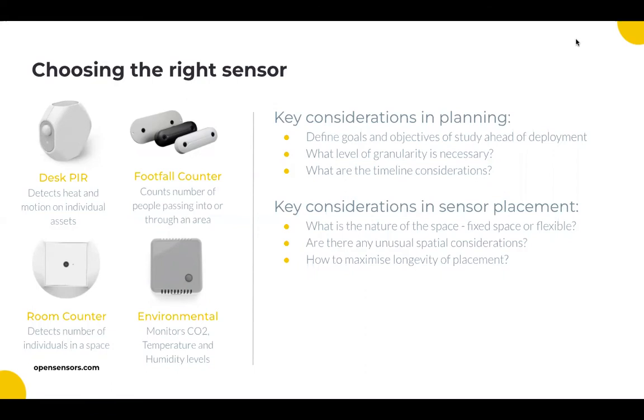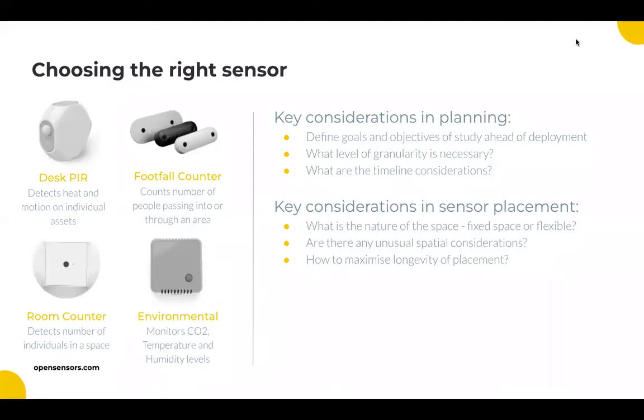The final point on this slide is maximizing longevity of placement. This refers only to the desk PIR sensors, in terms of not putting them on the very edge of your desk where it's likely to get knocked off. You want to place them probably, if you're holding it in your hand, an elbow depth into the table, facing towards you. Make sure they're not twisted the wrong way around, and make sure there's nothing blocking their line of sight, because that will mean someone can be sat there and it won't pick them up. Quite simple things, but very important to make sure that the sensors are able to do their job best.